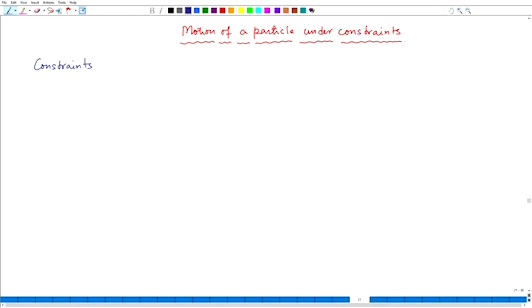Constraints are nothing but the conditions or some limitations imposed on the kinematics of the particle.